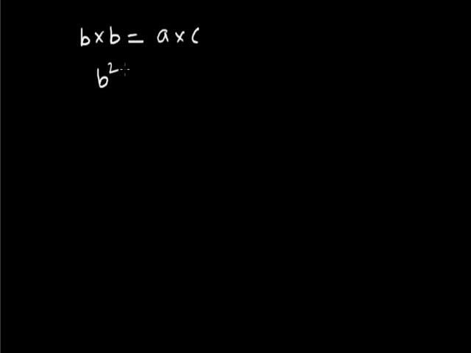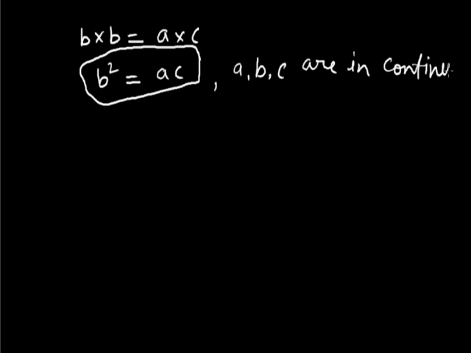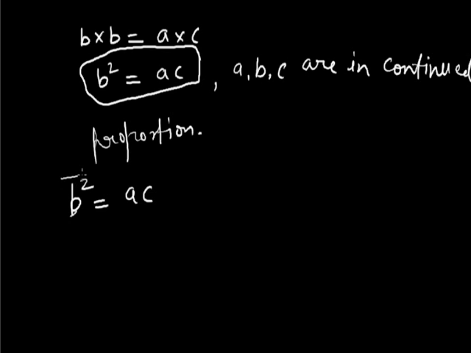That means in continued proportion, the square of the middle term is equal to the product of the two extreme terms, which are a and c in this case. So b square is equal to ac when a, b, c are in continued proportion. This is the most important result which we have to remember for solving problems based on continued proportion. The result being that b square is equal to a multiplied by c, where b is the middle term and a, c are the extreme terms of the continued proportion.